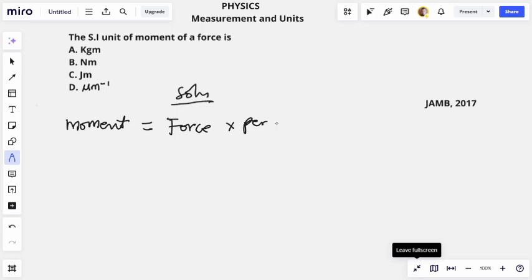Perpendicular distance times perpendicular what? Distance from line of action. So what does this mean?